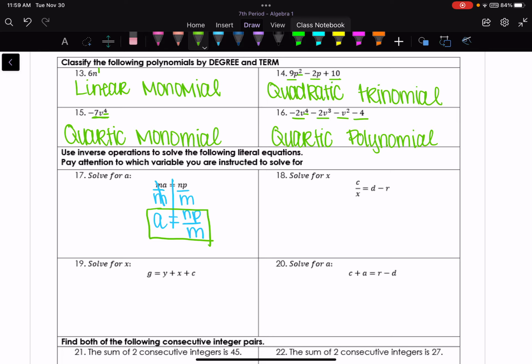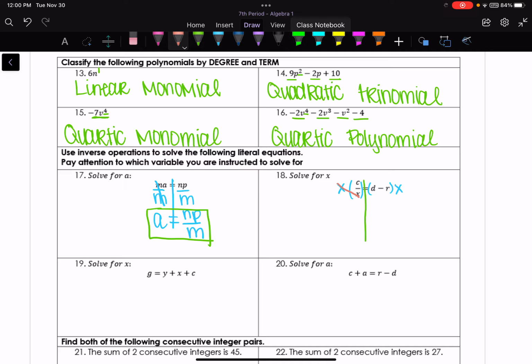The next one that we have is to solve for x. So again, I want to draw that line down the center of my equal sign. And to get x by itself, I've got to get x out from the bottom of this fraction. So I want to multiply this entire fraction by x. When I do that, x multiplying by x and dividing by x, those both eliminate. But what I do to one side, I have to do to the other.